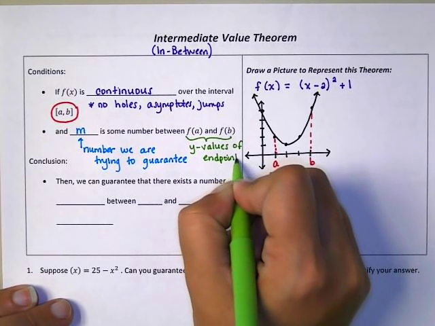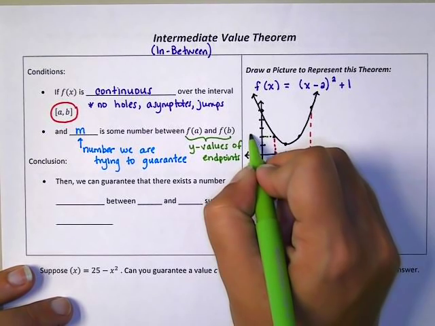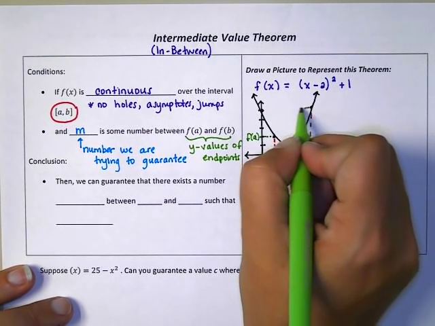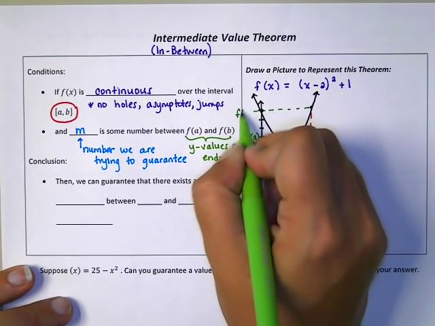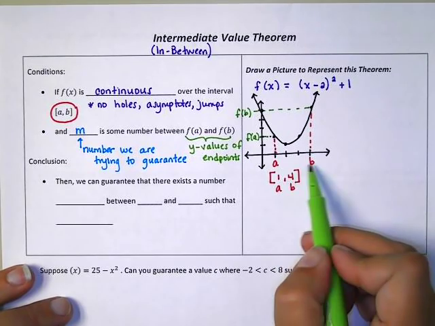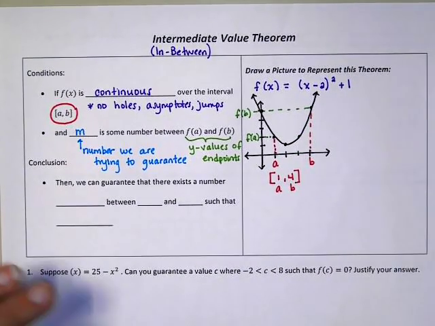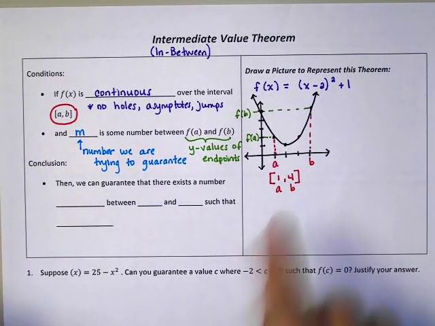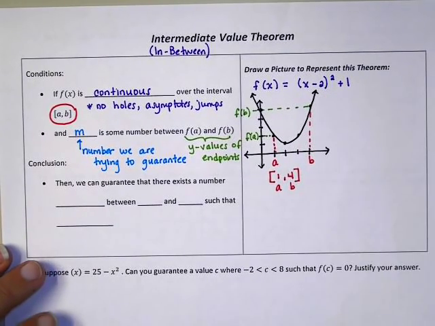Now on that graph, the y value of my first endpoint would be here, and the y value of my second endpoint would be here. So the a and the b are the x values. The f of a and the f of b are the specific y values that we get when we take those numbers, those x values, and plug them into our function.